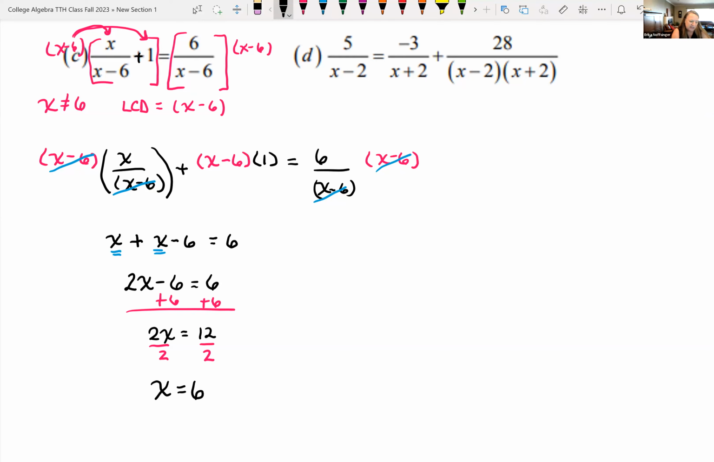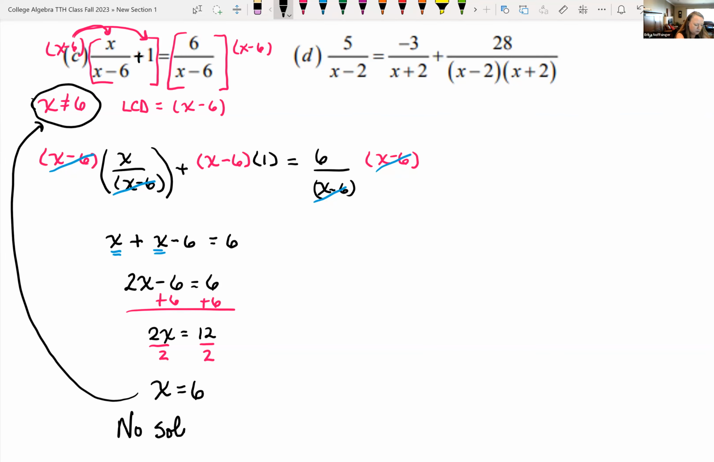Okay, so notice at the beginning we said x could not be equal to 6. And so since that can't be part of our solution set, and that's the only answer that we got, there is no solution to this equation.